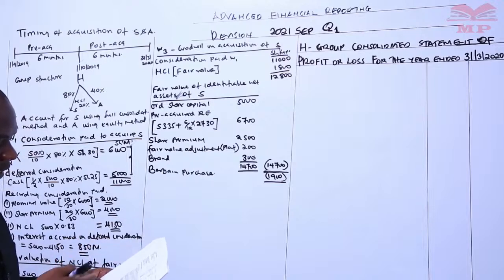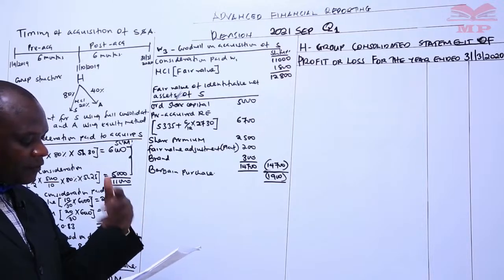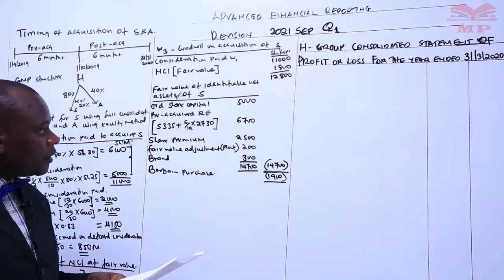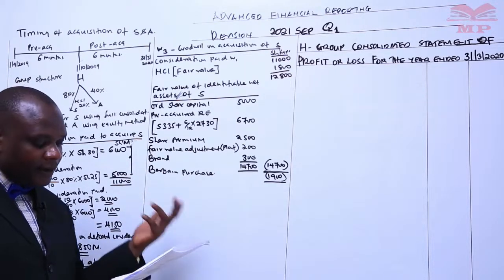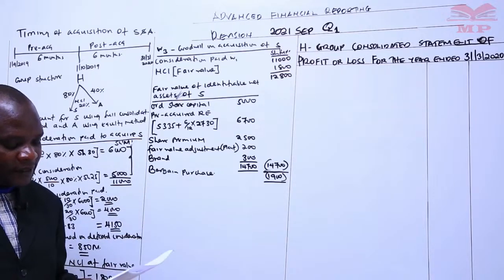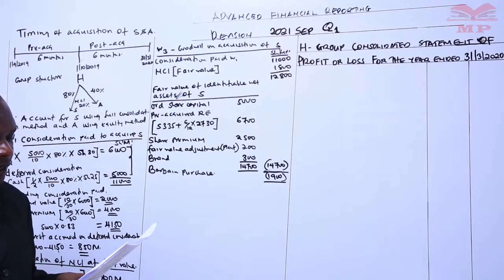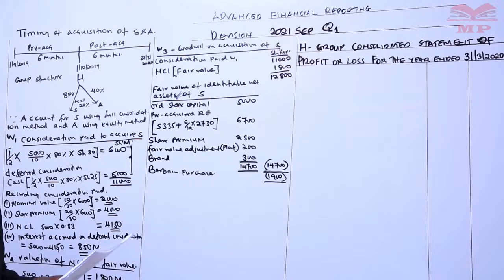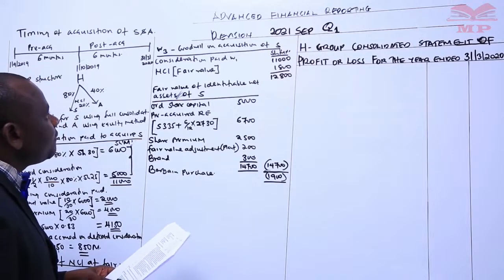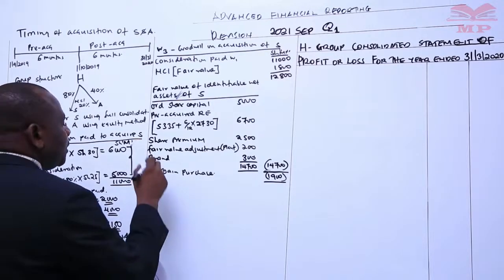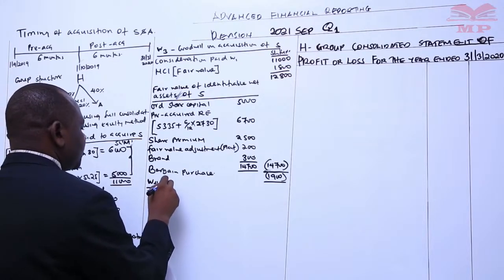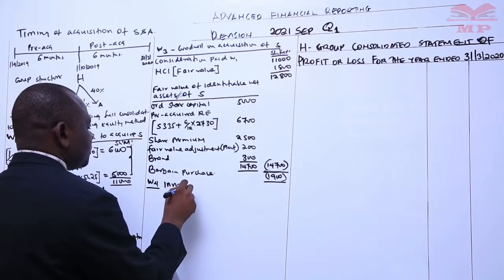If you read through the additional information, you can see you are not told about the impairment loss on goodwill on acquisition of S. That means that it was a bargain purchase instead of the intangible asset of goodwill. Okay, so after that we go to what is called investment in associate, working for investment in associate.